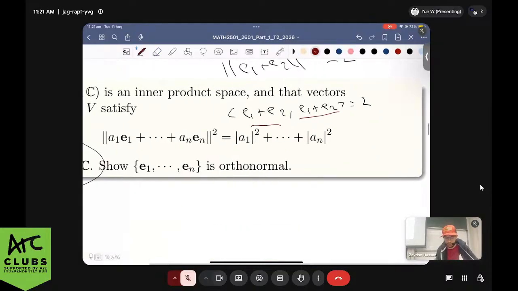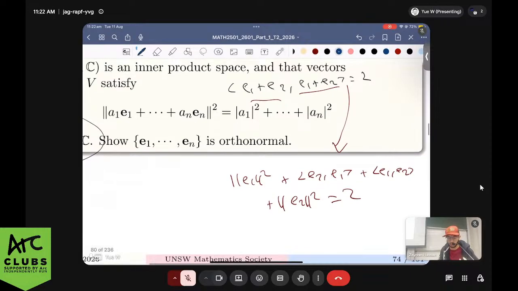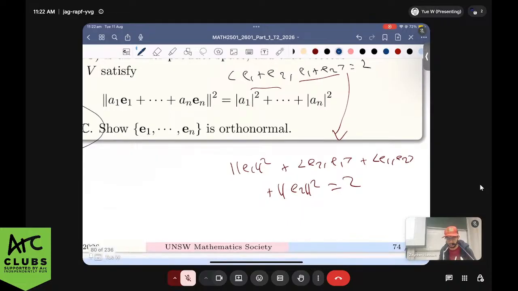When you expand this out, you'll get norm E1 squared plus E2 inner product E1 plus E1 inner product E2 plus norm of E2 squared equals 2. We already proved they're unit length, so norm of E1 squared is 1, norm of E2 squared is 1. So you get 2 on both sides, and we can cancel them. And now look, we have something in terms of the inner products of E1 and E2.